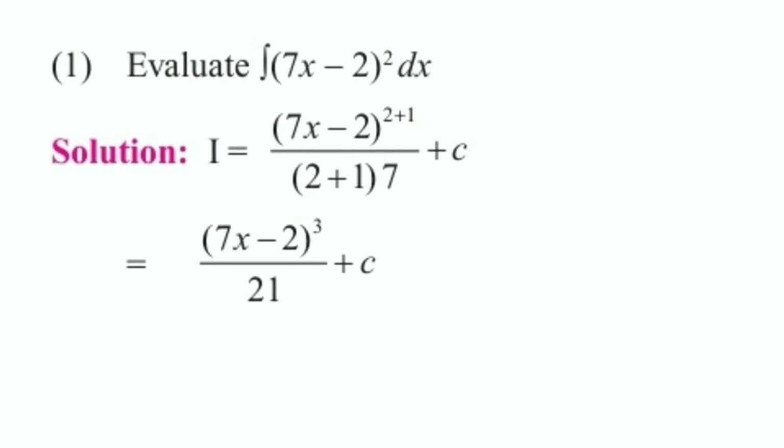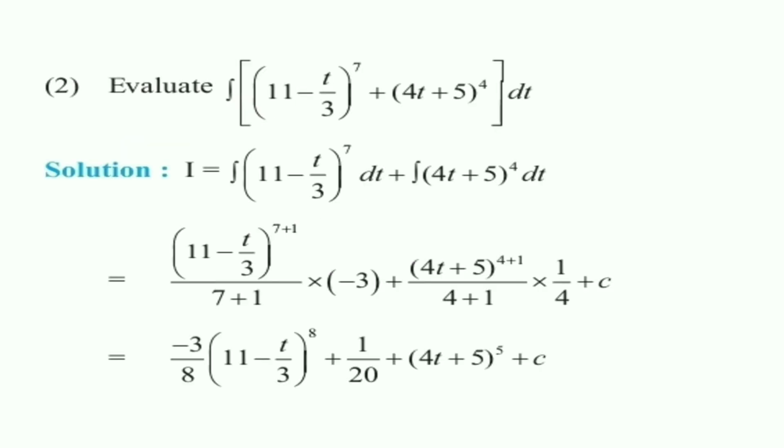Solution. Let I equal the integration of (7x - 2)^2 dx. Now we integrate this term, we get (7x - 2) raised to 2 + 1 upon (2 + 1) into 7, plus c. Here we apply the formula that the integration of x^n equals x^(n+1) upon n + 1, and here the answer is equal to (7x - 2)^3 upon 21 plus c.